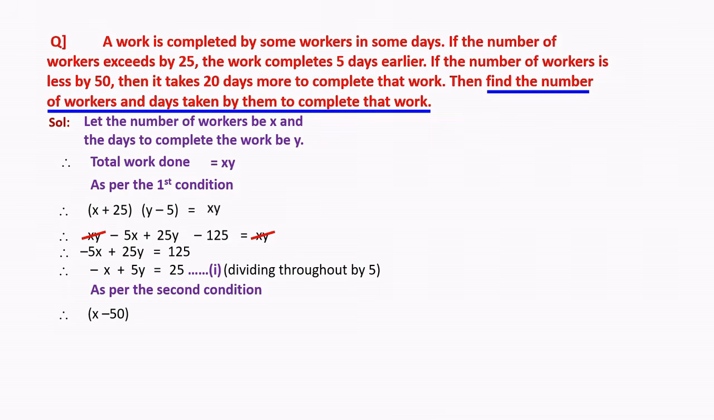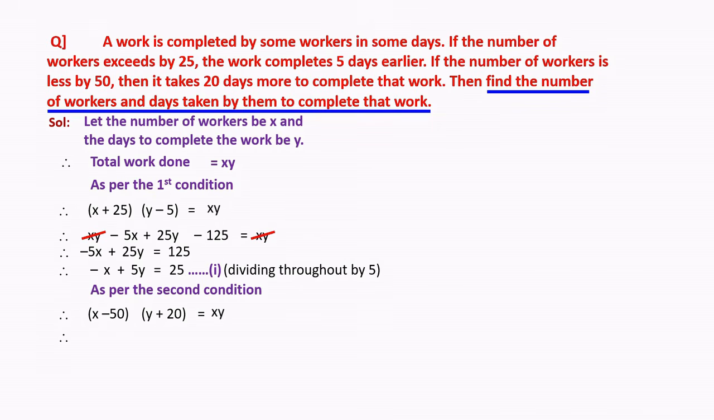Now, according to the second condition, if the number of workers decreases by 50, the new number of workers becomes X minus 50. Also, it takes 20 days more, so the number of days becomes Y plus 20. Again, total work remains the same. So we write (X minus 50) multiplied by (Y plus 20) equals XY.